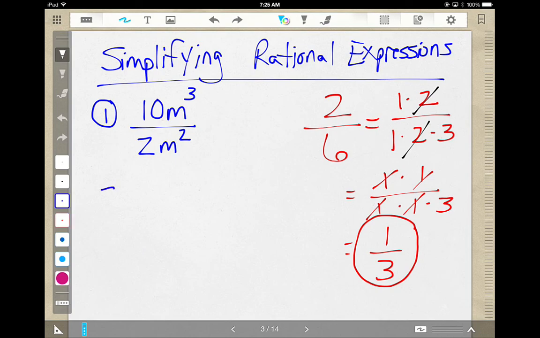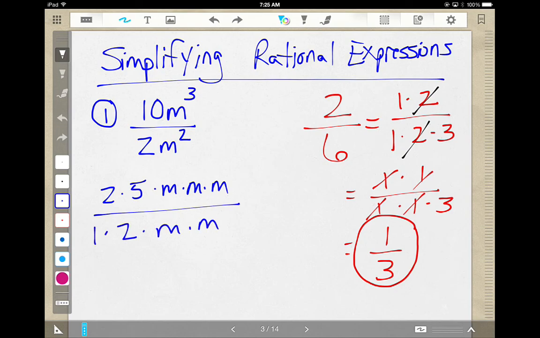10 is the same thing as 2 times 5, and m to the third is m times m times m. On the bottom, I've got 1 times 2 times m times m. To simplify this, we're going to eliminate common factors, because a factor in the numerator and denominator essentially boils down to a factor of 1. So m and m would reduce to a factor of 1. This m and this m would reduce to a factor of 1. I see a factor of 2 and another factor of 2 that would reduce to 1.